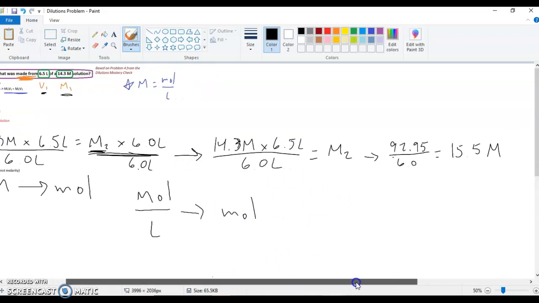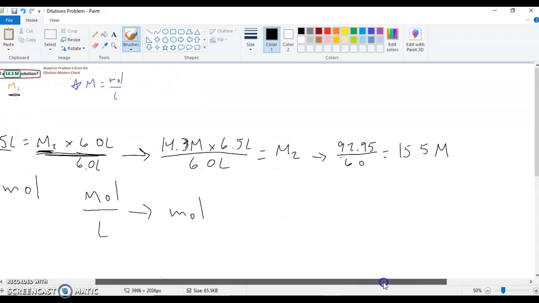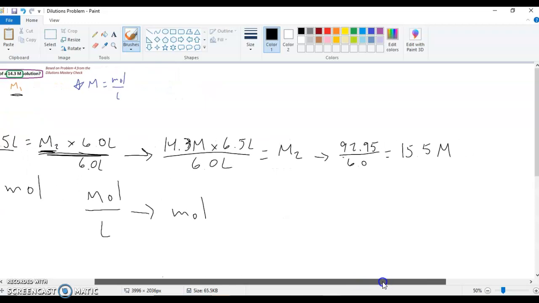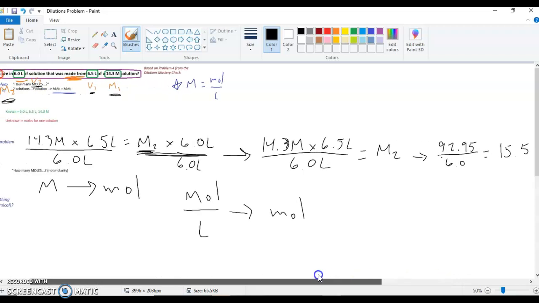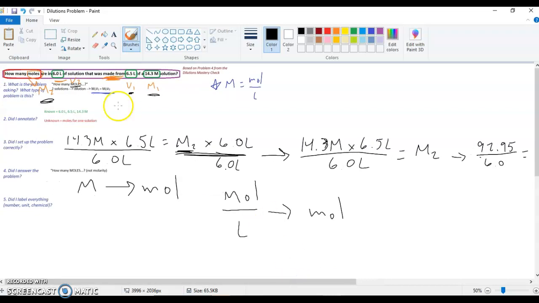Now, in order to do so, I'm going to take the starting quantity or the starting volume of this solution, which was 6. I had 6 liters. Actually, let me back that up. It was 6.0.